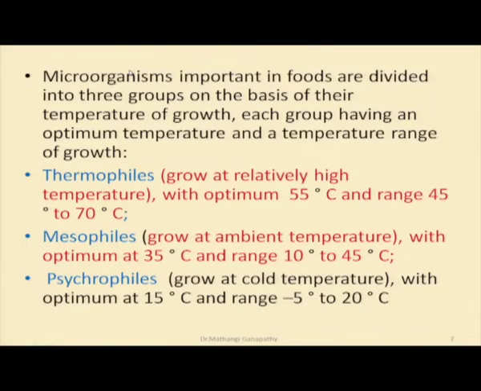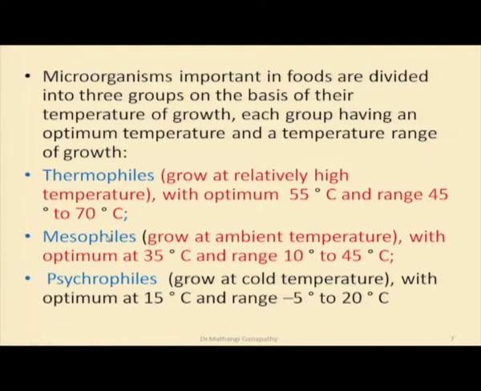Microorganisms which are important in foods are divided into 3 groups on the basis of temperature of growth, each group having an optimum temperature and optimum range of growth. As we saw earlier, the thermophiles grow at relatively high temperature, with optimum between 55 degrees centigrade, and a range of 45 degrees centigrade to 70 degrees centigrade.